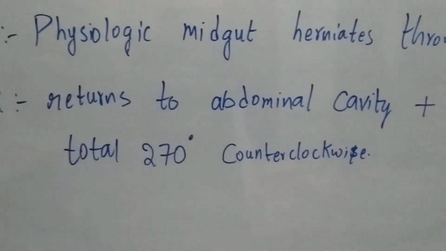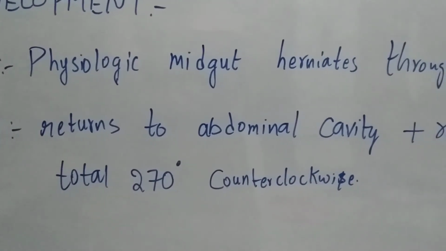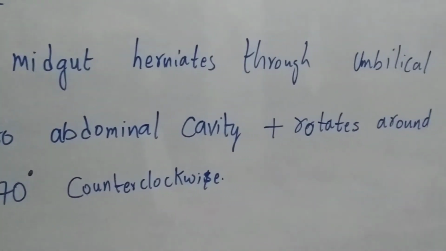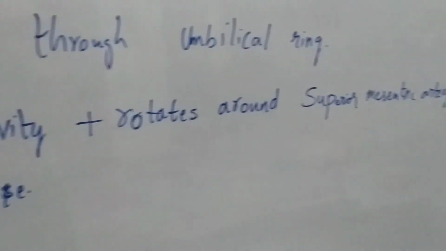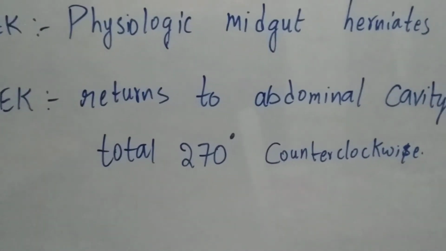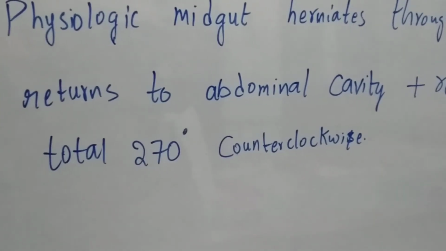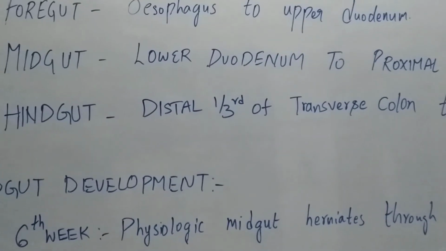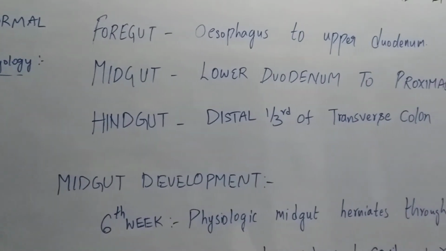So what happens in 10th week? It returns to the abdominal cavity plus rotates around the superior mesenteric artery totally 270 degrees counterclockwise in direction. So this is the normal GI embryology.